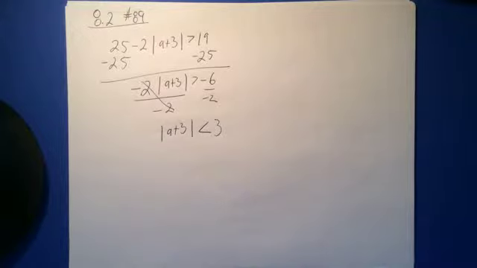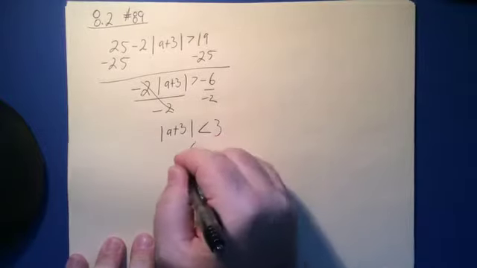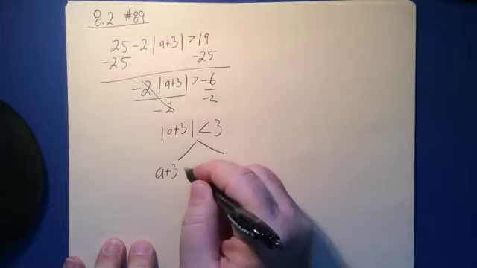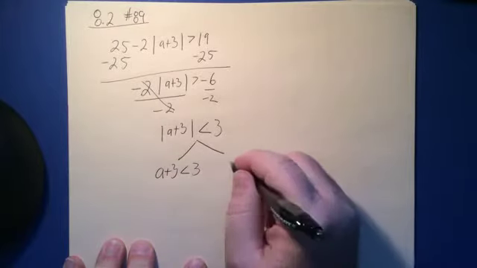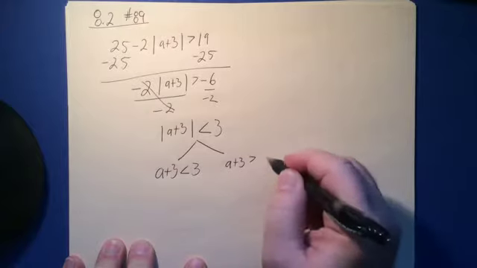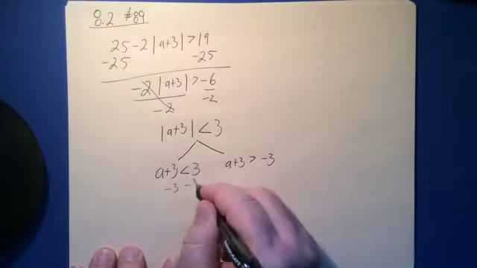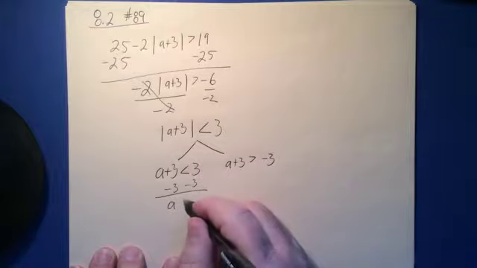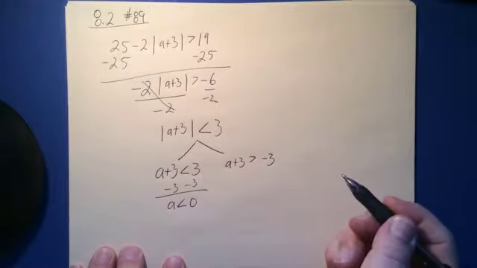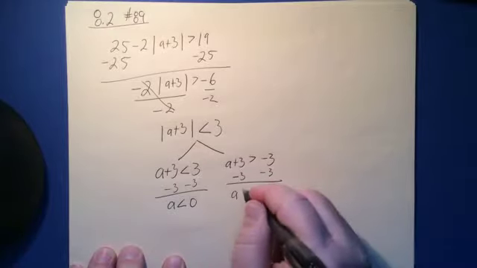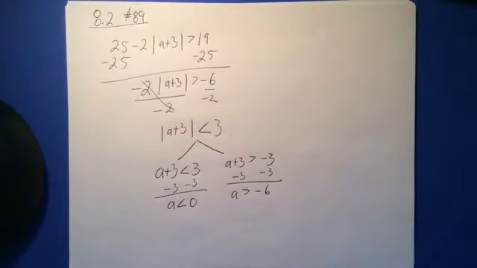And the problem from here out is actually not terribly difficult, but you do have to remember to flip that inequality. So I'm going to split this up into two problems now and write this as a plus 3 is less than 3. And then a plus 3 is greater than negative 3. Let's see what answers we get for this now. So if I subtract 3 from both sides, that's going to give me a is less than 0. Over here, if I subtract 3 from both sides, I get a is greater than negative 6.